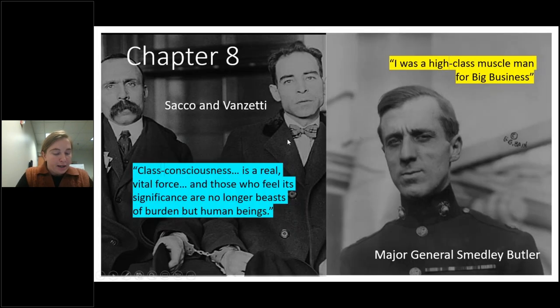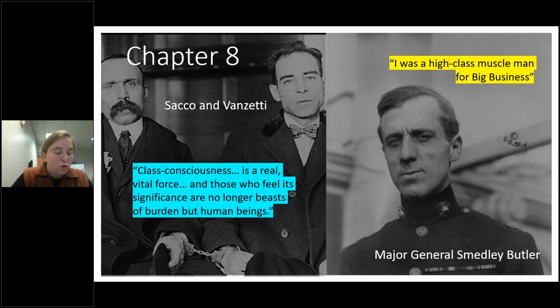1935. Chapter 8 described capital's financing of the Ku Klux Klan and the superstructure of racism, both anti-Black and anti-immigrant. It went into the frame-up and ultimate execution of the immigrant labor organizers and radicals Sacco and Vanzetti. Vanzetti wrote in his death cell, "Class consciousness is a real vital force, and those who feel its significance are no longer beasts of burden, but are human beings."